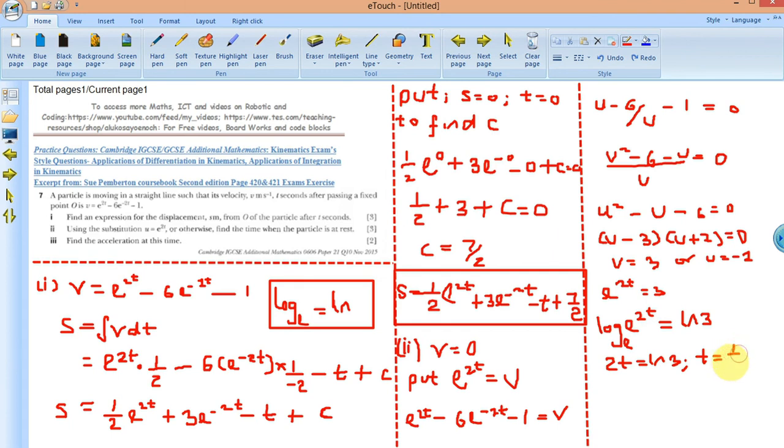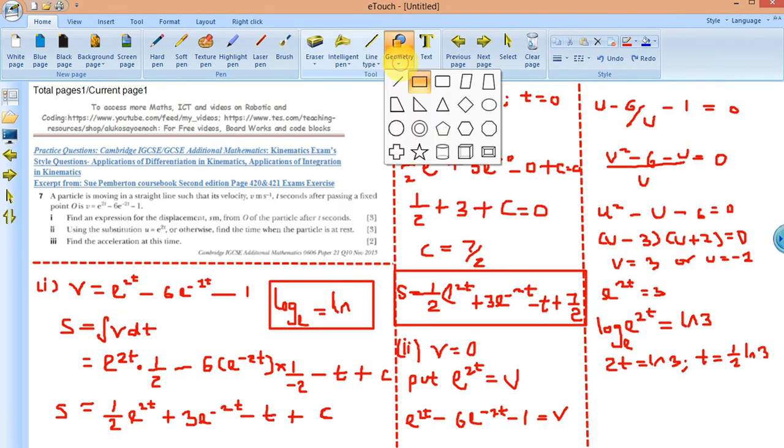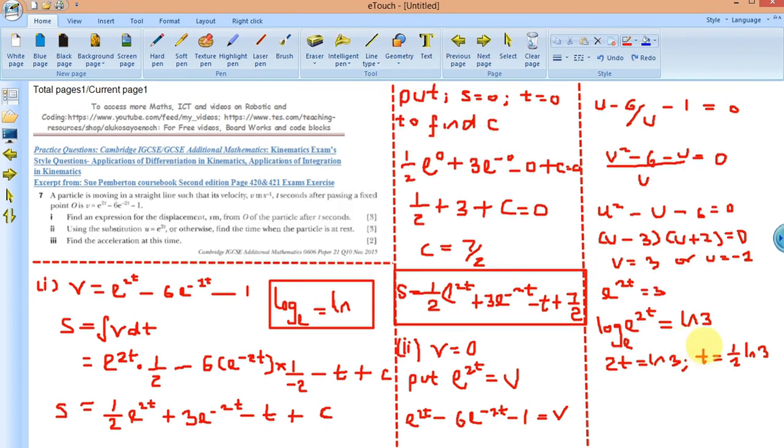Half ln 3. So if you want to repeat the same for the second one, when exponential 2t equals minus 2, you end up with 2t equals ln minus 2. And ln minus 2 is undefined. So that is not a real solution. So the only solution is u equals 3, because it can't be a negative value. So this is the solution now.